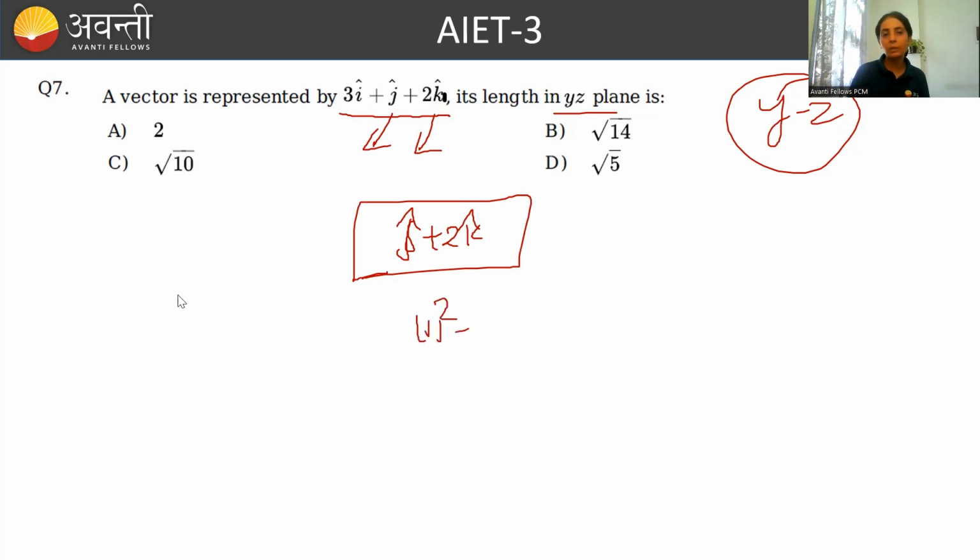So it will be equal to the square root of 1 square plus 2 square. So this is equal to root under 5. So what should the correct answer be? The correct answer should be root under 5. Okay. Let's now move on to the next question.